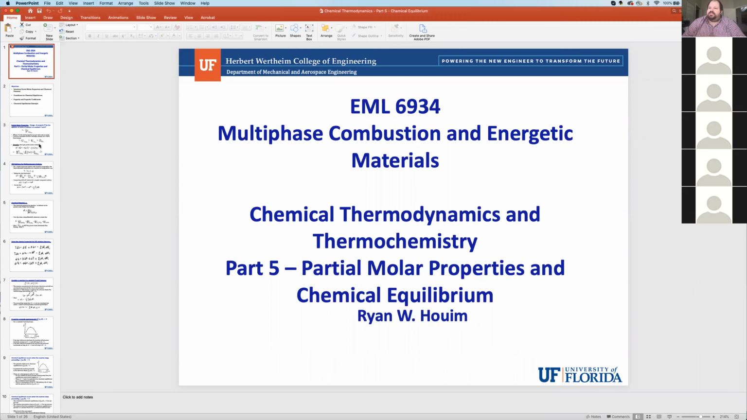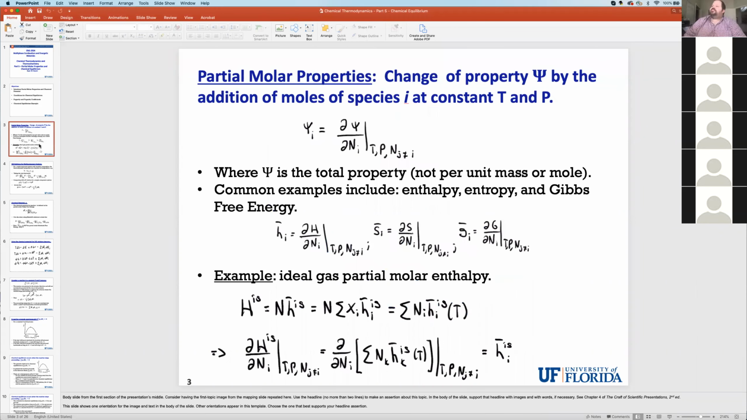I did start that a bit on Friday, by defining a partial molar property. That's really just the change of property psi by the addition of moles of species i at constant temperature and pressure. Psi is any variable, and in its definition you just take the derivative of psi, which is the total amount. In thermodynamics, you had small h, which was per unit mass, or h bar, which was per unit mole.